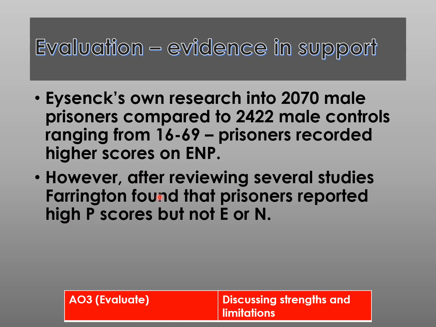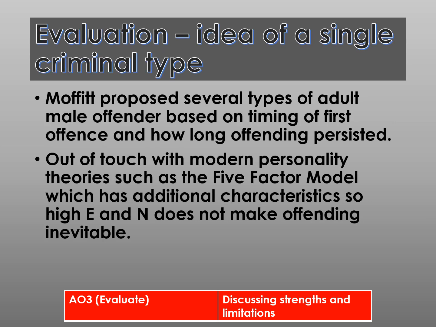Other researchers have come along and reviewed, so meta-analysis, and found that prisoners reported high scores of psychoticism, but not extroversion or neuroticism. So we've got issues with internal validity for his personality type. Moffitt said, actually, there are lots of different types of male offender based on when they first committed an offence, how long that offending has persisted. It's not just this personality type you have throughout your whole life, and that means you're going to offend. We have lots of types of offenders.